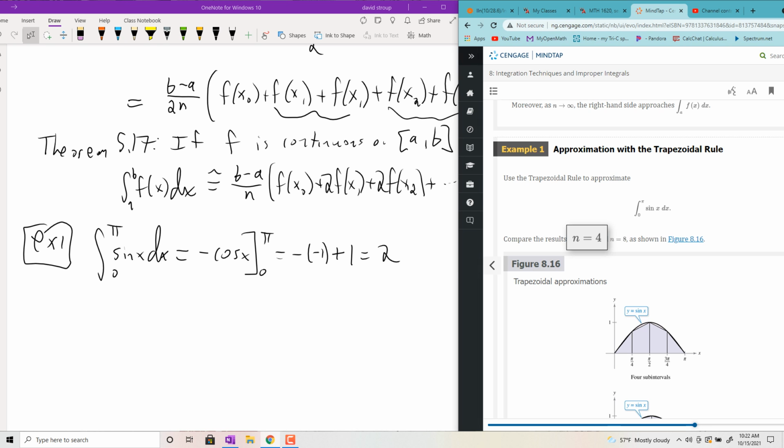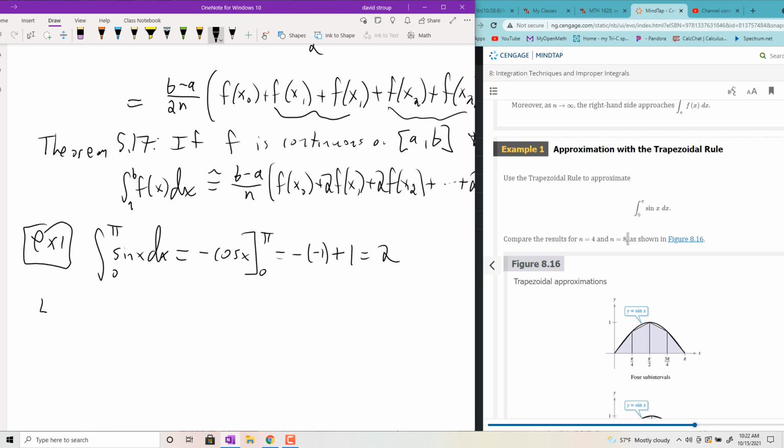Let's just do n equals 4. They'll also do n equals 8 in the book, but just for the sake of my sanity, let's just do n is 4. So let n equal 4, and then your change in x will be b minus a, so those come from the integral, pi minus 0 all over n. So that's going to be pi over 4.